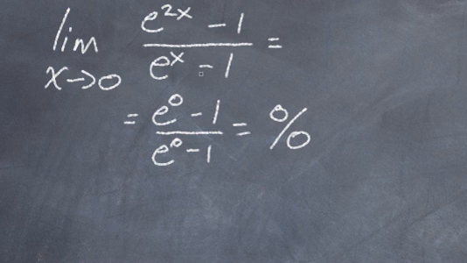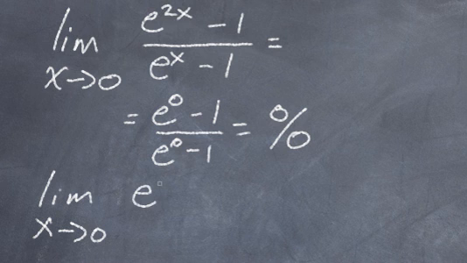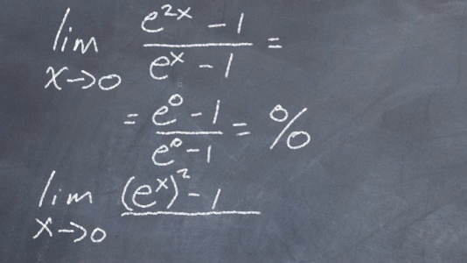Now I'm going to rewrite this as the limit as x approaches 0 of e to the x minus 1, and this whole thing here can be squared. You multiply exponents and you get 2x. But I'm just rewriting it in a different form. And the bottom is just e to the x minus 1. Nothing we can do there.